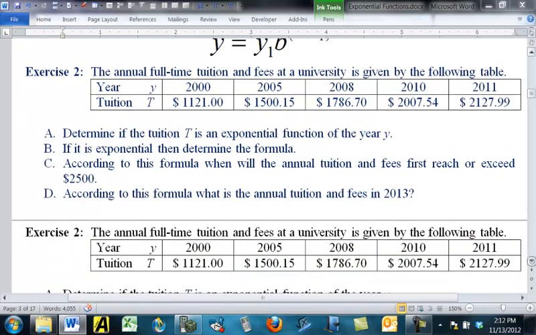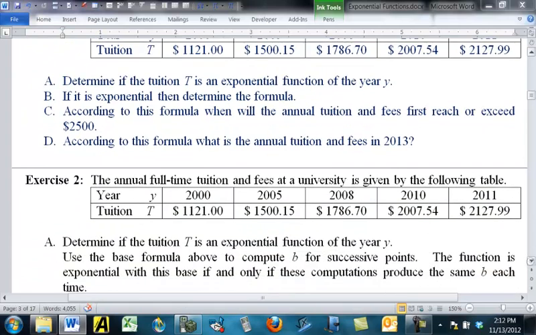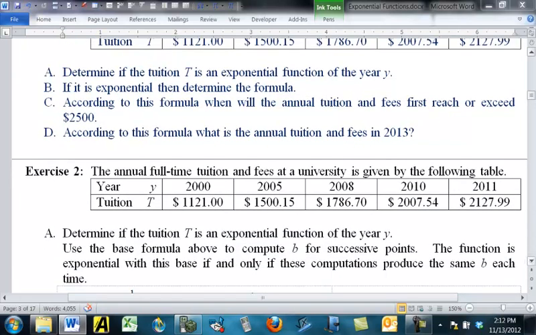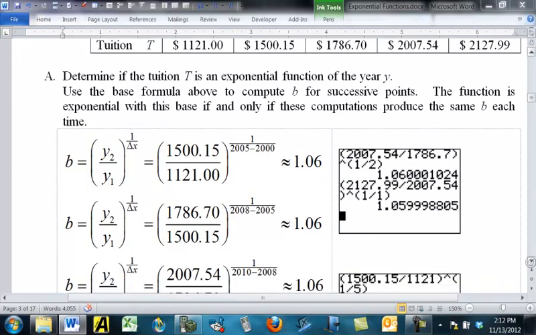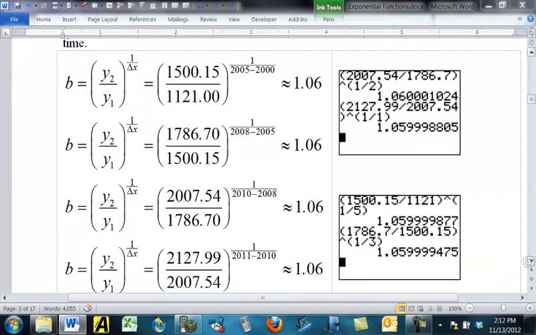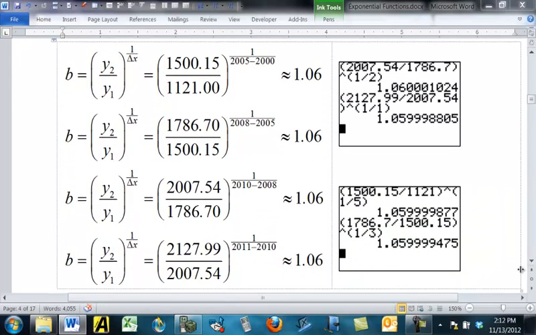Okay, let's take a look here. The way to do this is to find b between successive points. Here you can see the computations. I've got it written out as formulas on the left, and on the right you can see what I actually typed in my calculator to check it out. I did the subtraction in my head, those were easy enough. But if you're going to do the subtraction on your calculator as well, be sure you put the denominator of the little fraction in parentheses as well.